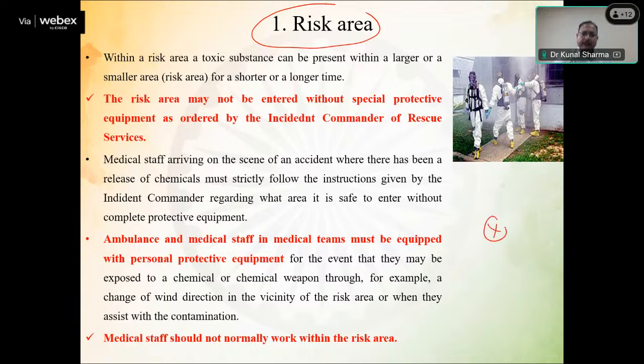If this is the zone and we have three particular parameters, it is very tough for anybody to enter the zone. Nobody will be allowed, and if allowed, only with the help of proper PPE. So the risk area is very much required, where we have to focus.